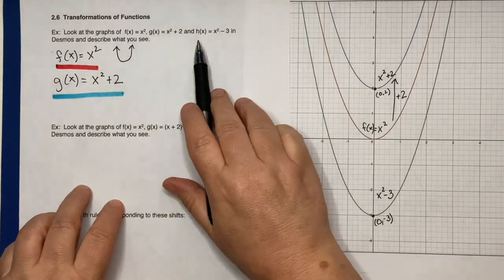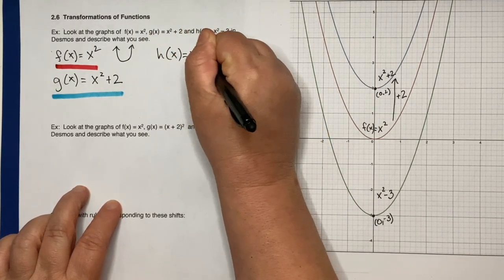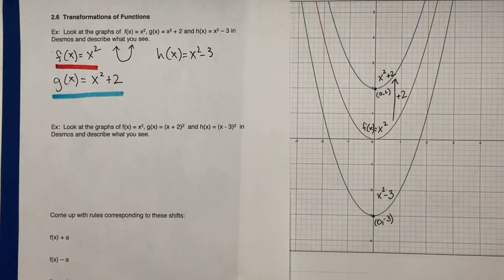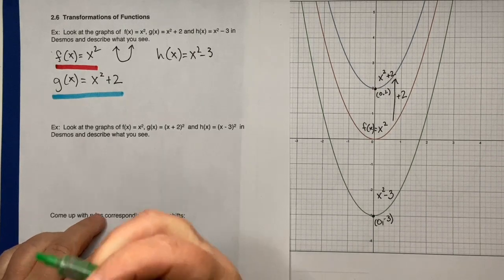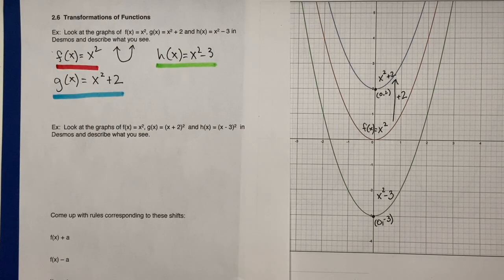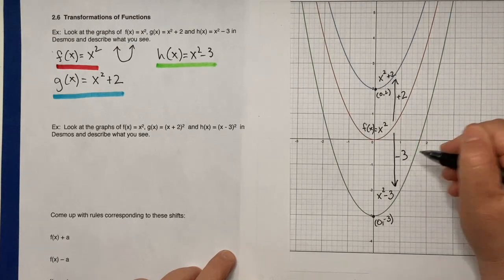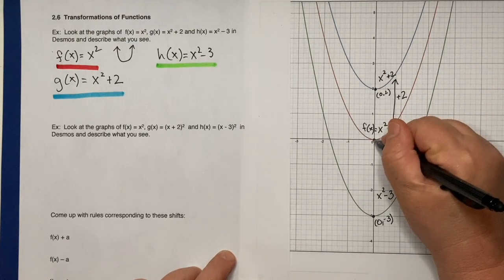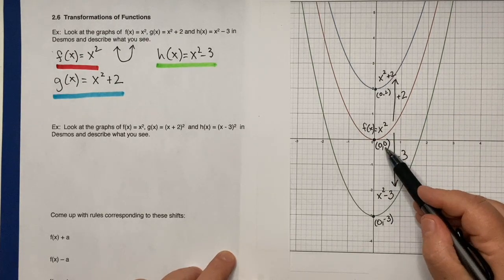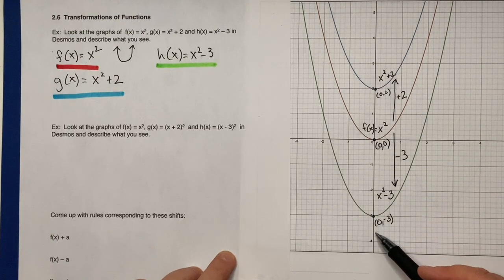Likewise, with h of x equals x squared minus 3, that's the graph again. If you can see that, it is in green. What seems to happen for this one is that it has shifted down 3 units. And we can tell that most easily here on the y-axis because our point (0, 0) either shifts up to (0, 2) or down to (0, negative 3).